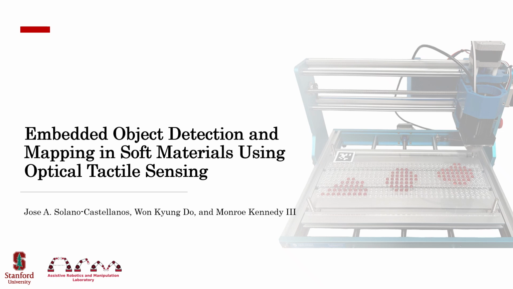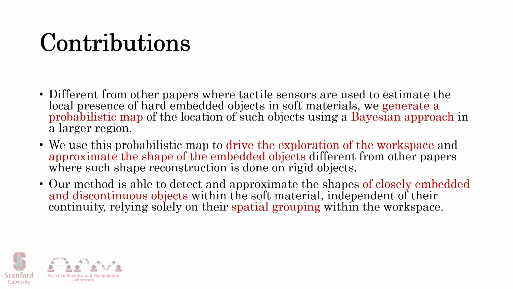In this work, we present a methodology that uses an optical tactile sensor for efficient tactile exploration of embedded objects in soft materials. Different from other papers where tactile sensors are used to estimate the local presence of hard embedded objects in soft materials, we generate a probabilistic map of the locations of such objects using a Bayesian approach in a larger region. We use the probabilistic map to drive the exploration of the workspace and approximate the shape of the embedded objects, different from other papers where such shape reconstruction is done on rigid objects.